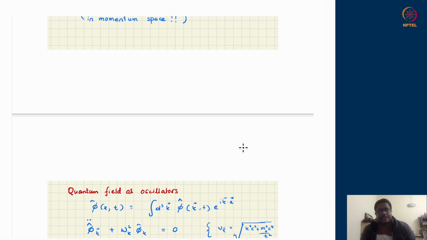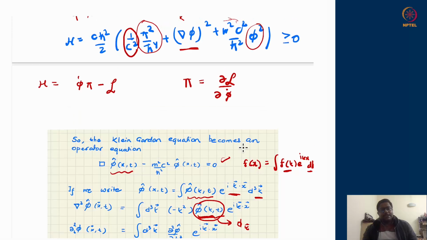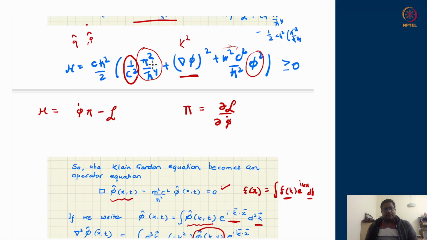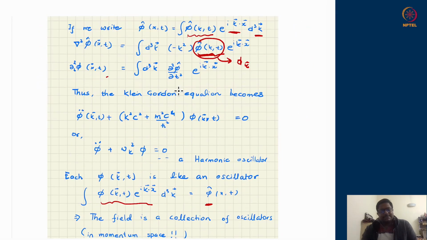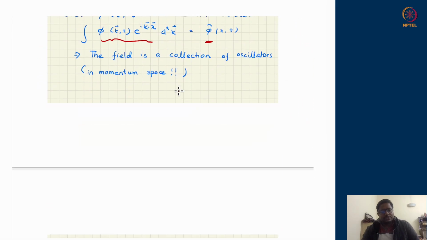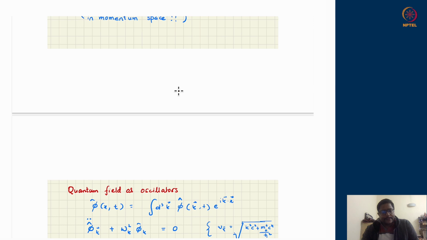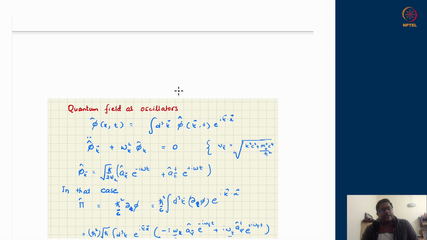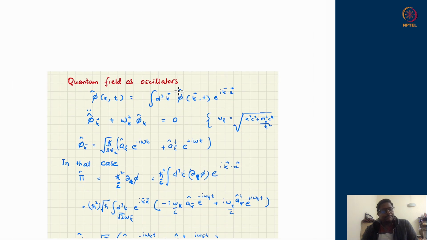So the extra 1 over c square factor, which was appearing in the definition of the Hamiltonian, can be reabsorbed in the new definition of pi. Okay, so that's what we will do. That simplifies just for notational convenience. There is no conceptual point about it. So let us move ahead with this realization that from now on my pi is the conjugate momentum, which is obtained by taking the derivative of the Lagrangian with respect to phi dot and not with respect to phi dot upon c.